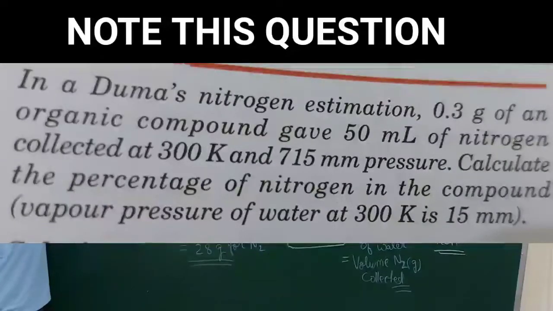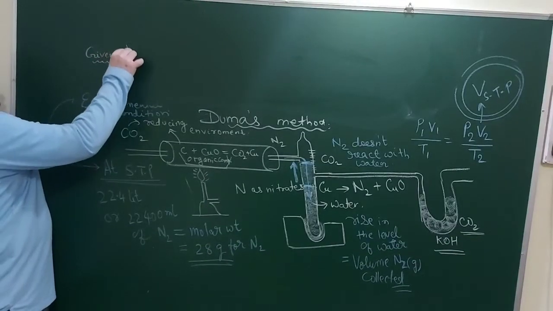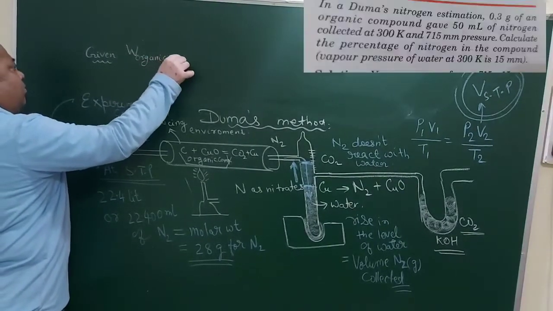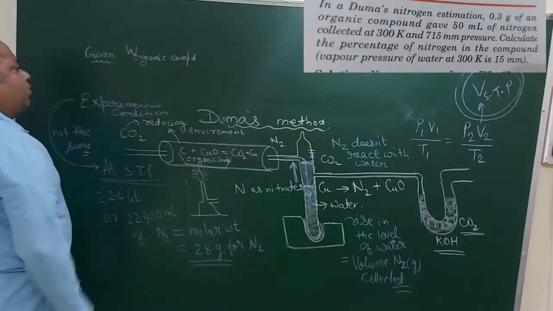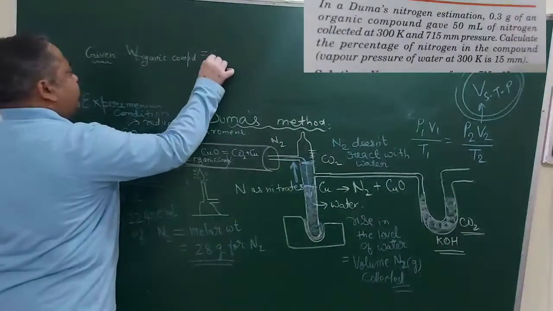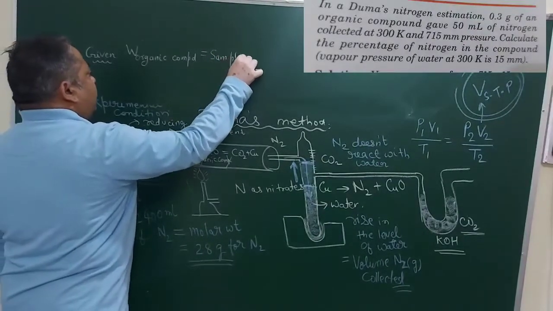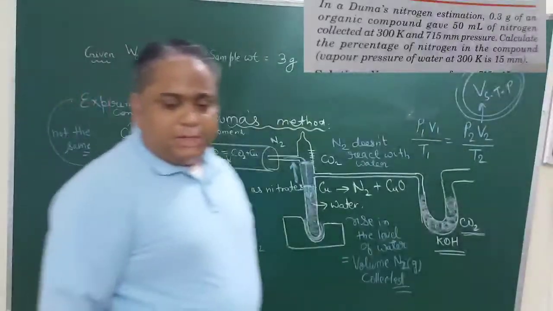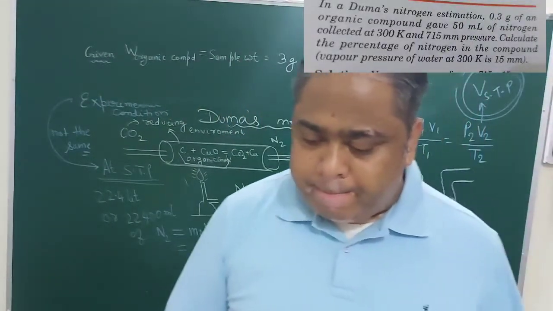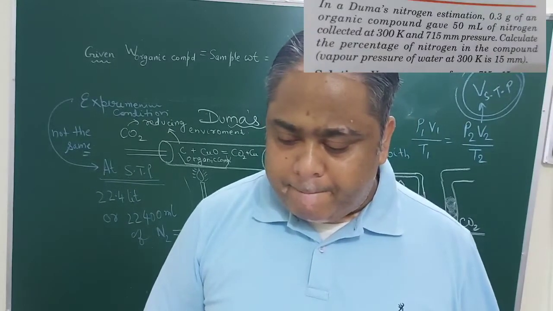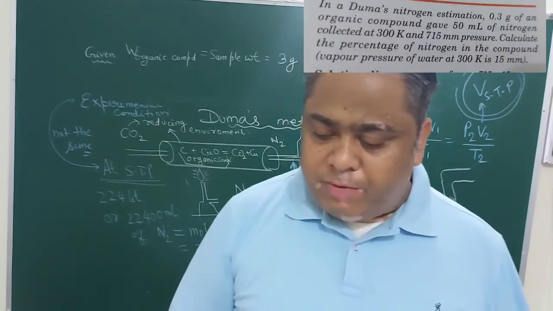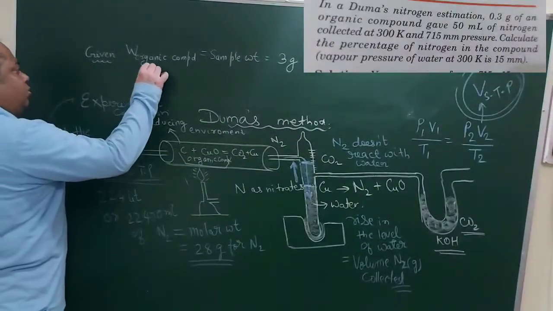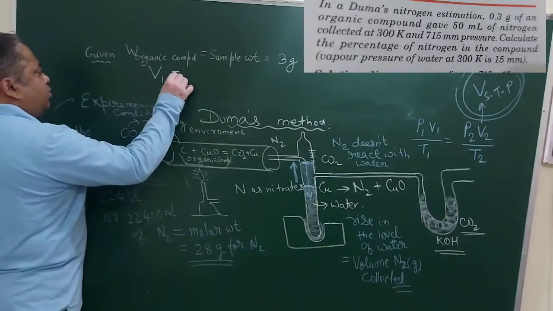say if it is given that weight of the organic compound, which we will write as sample weight, always we will write sample weight, okay, is equal to 0.3 gram given. What else is given? It gave 50 milliliter of nitrogen. So V1 is equal to 50 ml.